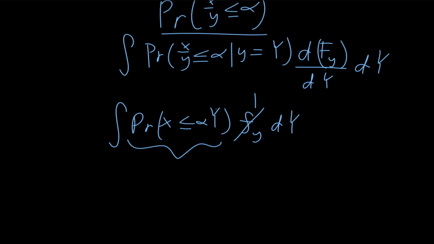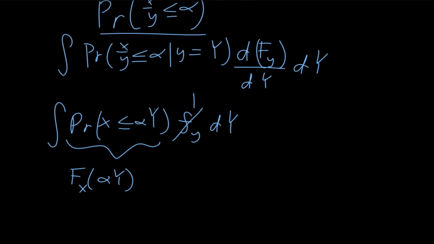Well, x is a random variable, but alpha y is just a constant. So what this really is right here is the cumulative distribution function of x. So this is just f sub x of, well, alpha y. But what in general is the cumulative distribution function for x?